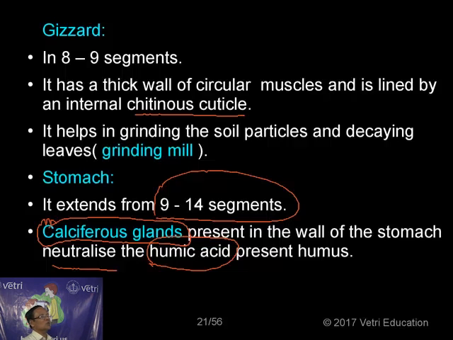This is the question. What is the role of calciferous glands? Where do you have these calciferous glands? They are present in the stomach of the earthworm. They are used to neutralize the humic acid of the humus taken as food. The animal feeds only on decaying organic matter. What is the food of earthworm? Decayed organic matter along with the soil.